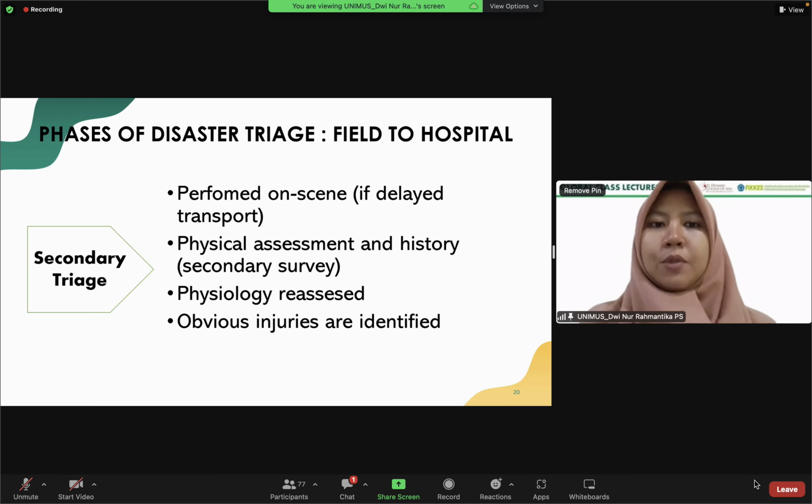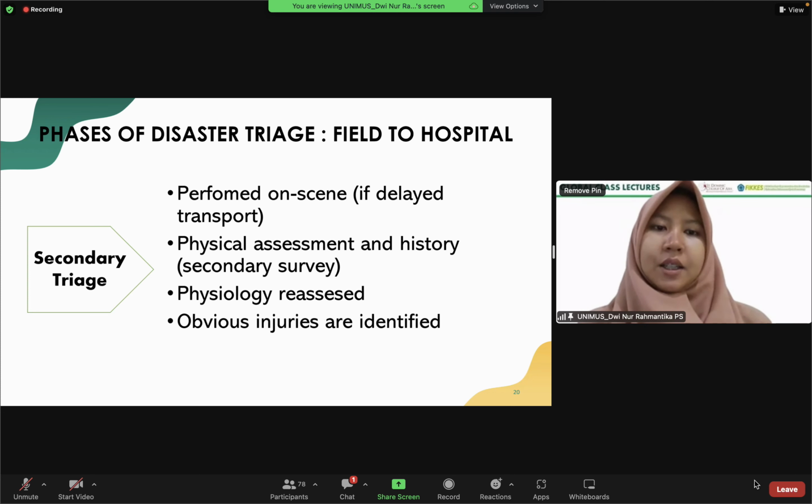In the previous phase, we only assess airway, breathing, and circulation. But for this phase, we do more. We call it the secondary survey, so we can find other injuries and other conditions. Even if it's not treating the patient, we have time to solve this, because if we wait for the hospital, maybe the patient will be in a bad situation.